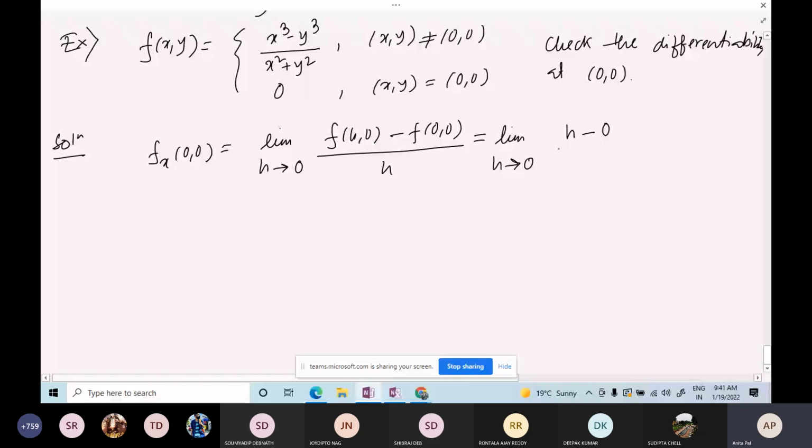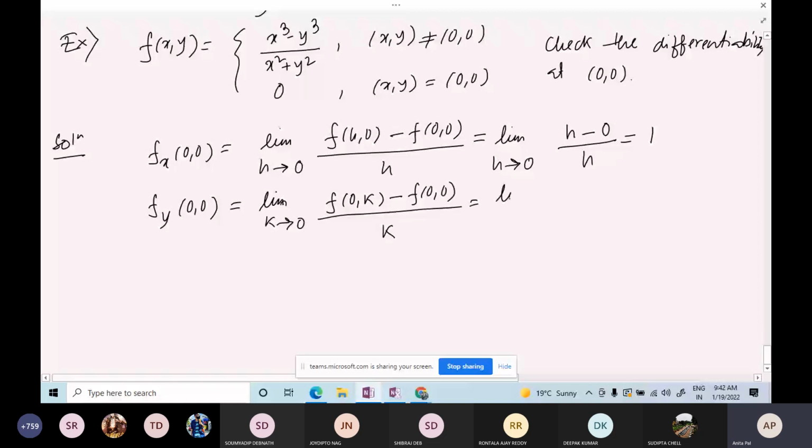Now, what is fy 0, 0? As per definition, limit k tends to 0, f of 0 comma k minus f 0, 0 divided by k. What is f(0, k)? Minus k, no? So minus k minus 0 by k, so it is minus 1. Thus the function possesses partial derivatives at 0, 0.